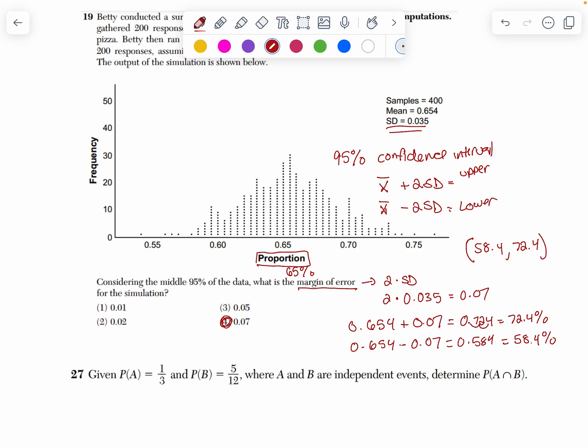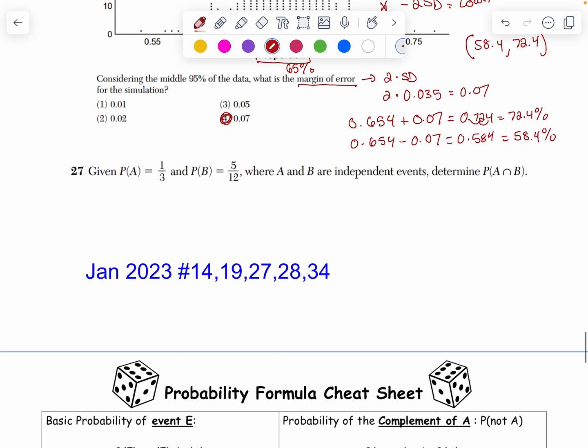So those first 2 questions give a good idea of the types of statistics questions. They'll either ask you about how to collect information or about these simulation questions. But they can also ask us about probability.